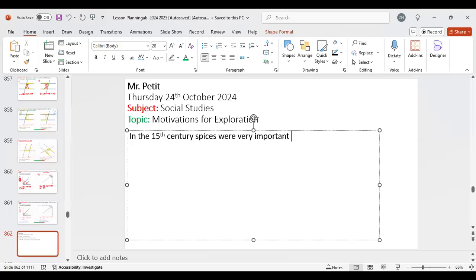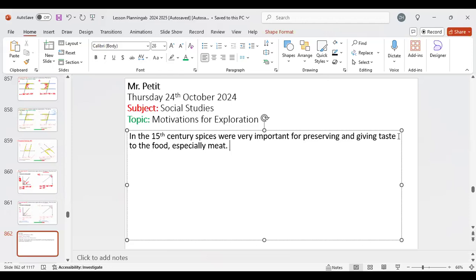What did they need spices for? Seasoning. For seasoning food, and also for preserving. For example, one of our favorite foods was pepper pot. Remember, they didn't have fridges back in those days, so you needed spices, and salt, to preserve your meat and give it what? Flavor. More flavor to the food, right? Especially meat.